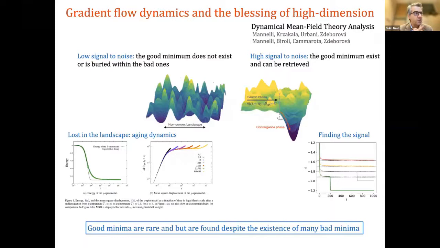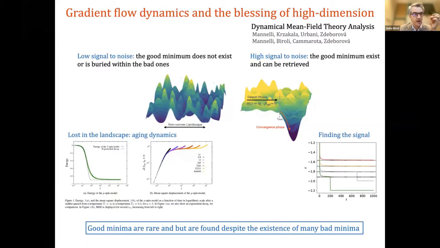So you have a system with a lot of bad minima. You start from a random initial condition, but you never see them. You always go to the correct solution. If you were in finite dimension, this would never happen. While this is what happens in, let's say, a schematic model of a high dimensional random landscape with signal.